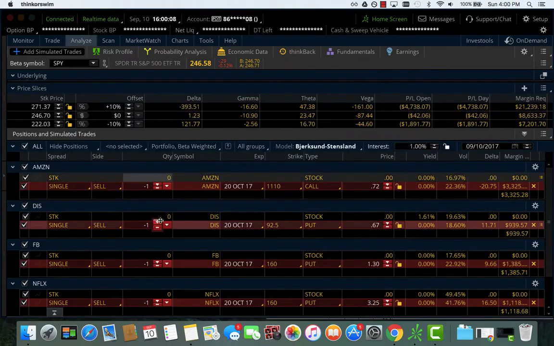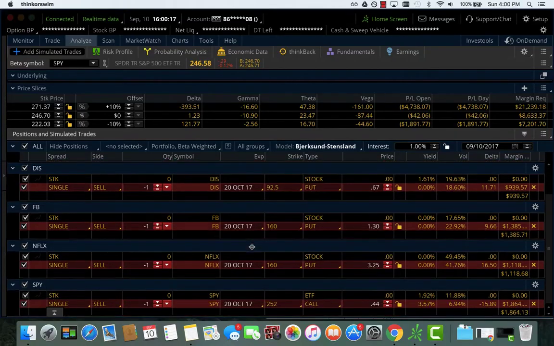So together, selling a call in Amazon, selling a put in Disney, selling a put in Facebook, selling a put in Netflix, and selling a call in SPY is a very neutral strategy, right? So it's a delta neutral strategy where we're selling premium and collecting theta decay every single day. This is really, really cool.